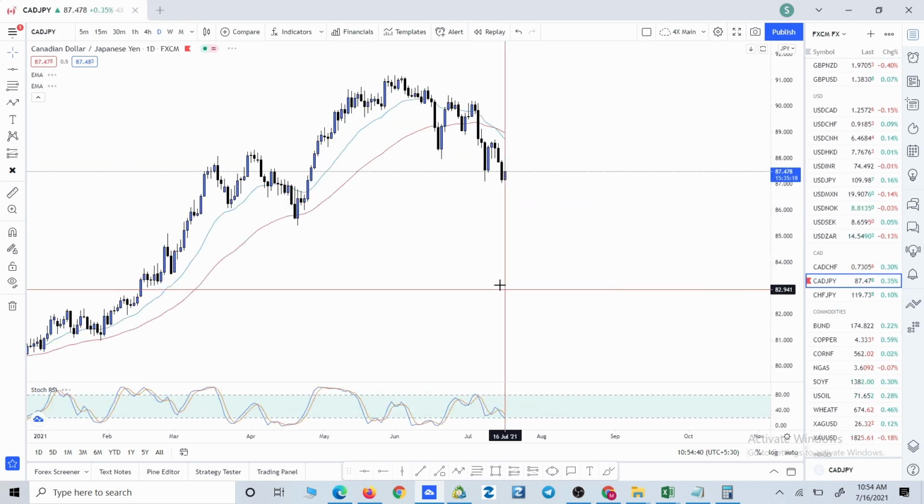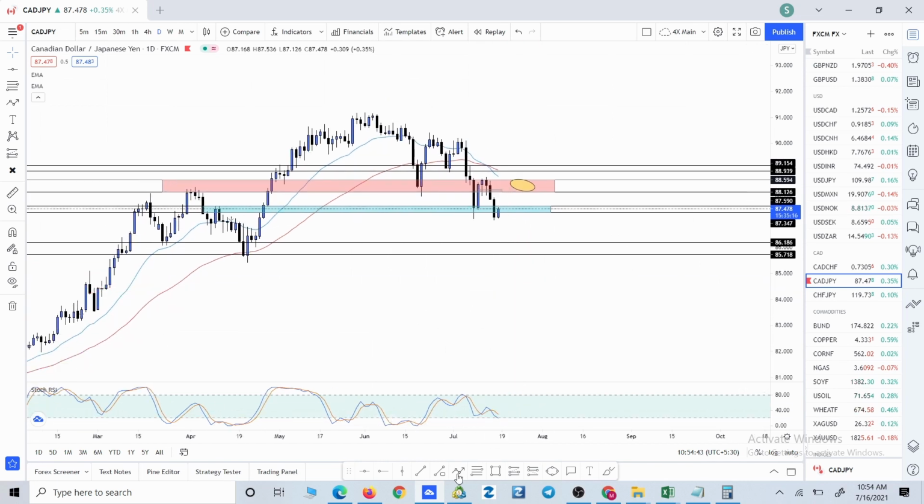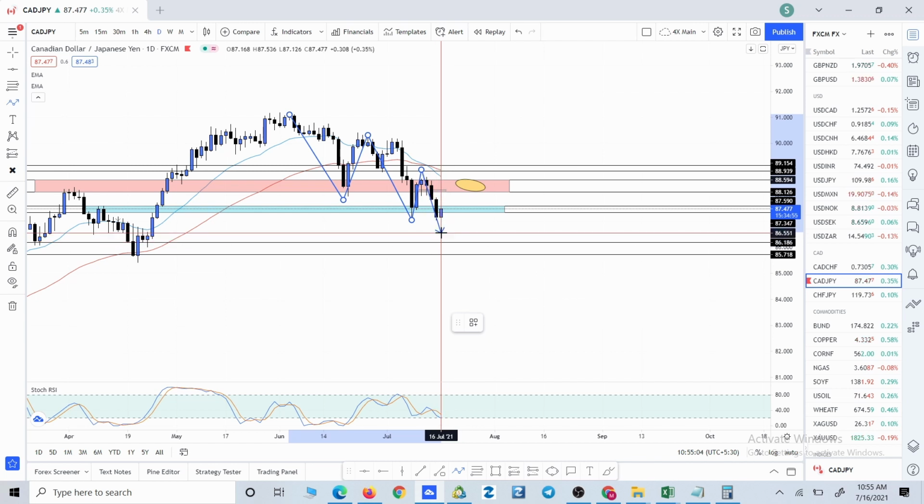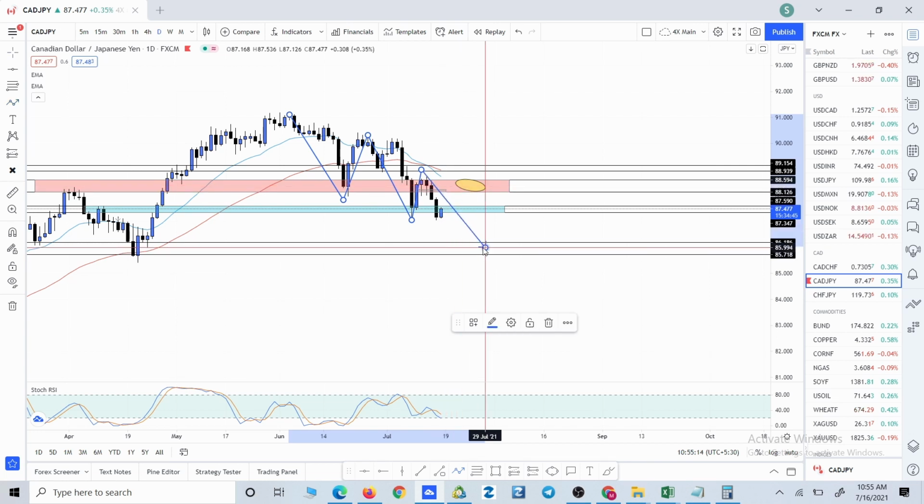So CADJPY is next. CADJPY is also making lower lows and lower highs. We have the low, lower low, lower high, lower low, lower high, and here after making this low, friends, price retraced back to the zone and got rejected from here. But till now we did not close below this previous low, so we do not have a lower low at the moment. But now as price is showing some bullish momentum here, if the price still retraces back to this zone, I'll be looking for a shorting opportunity here in this zone.